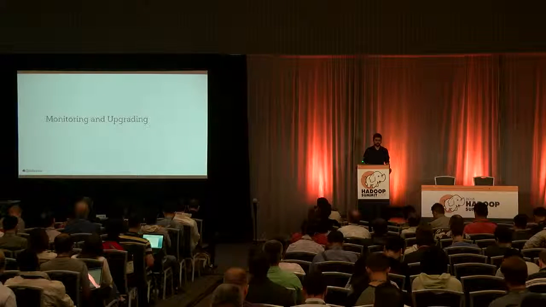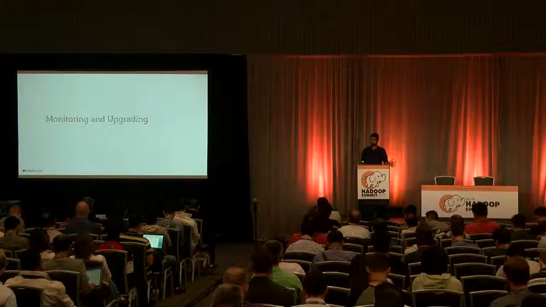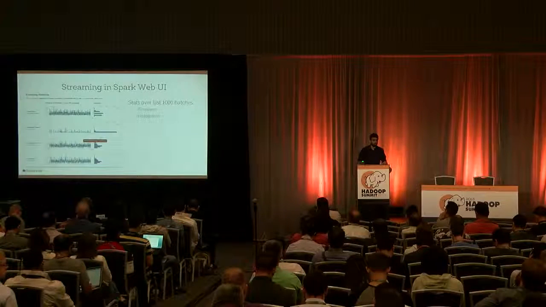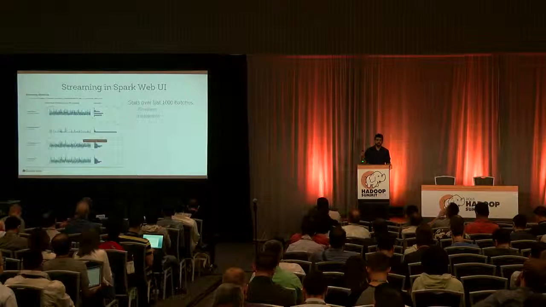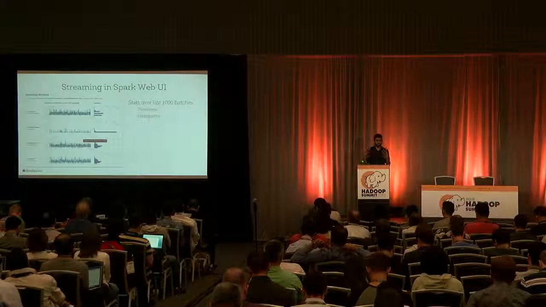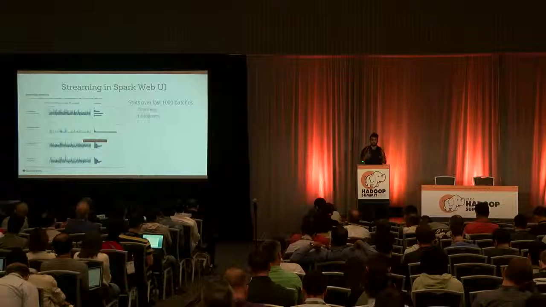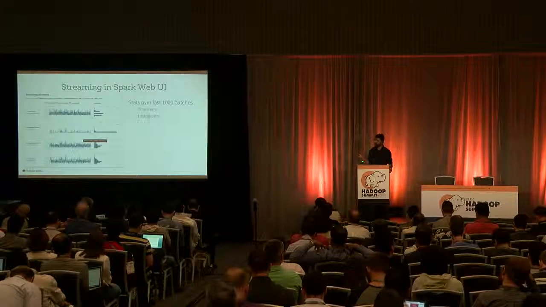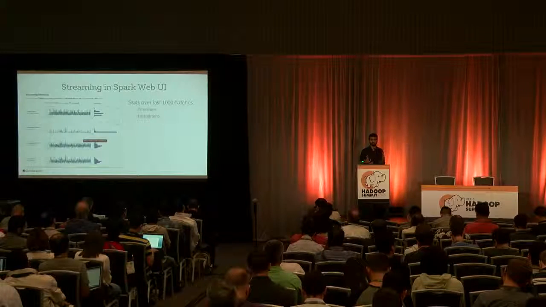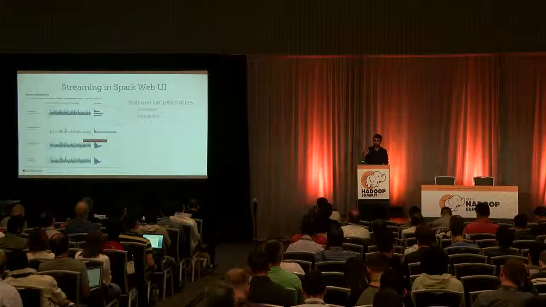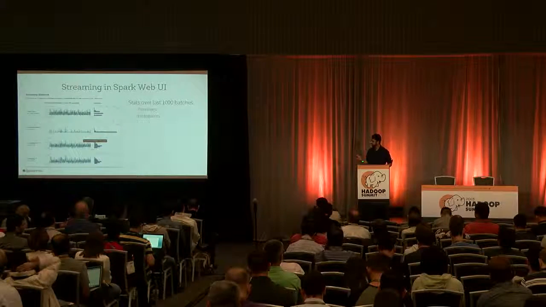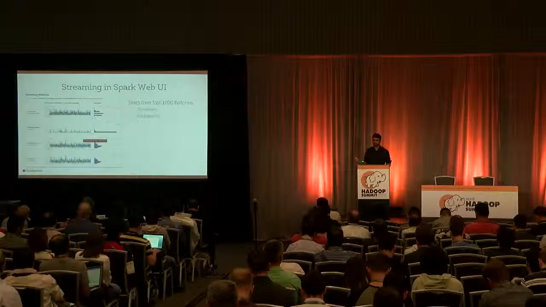Finally, last but not least, obviously you need to monitor your applications, and there are a bunch of ways to do it. In the Spark Web UI, when you run a streaming job, there's the streaming tab that comes up, and this comes with Spark 1.4. In 1.4, which is going to be released in the next couple of days, we have actually improved the streaming UI a lot. As you can see, it shows statistics over the last 1,000 batches.